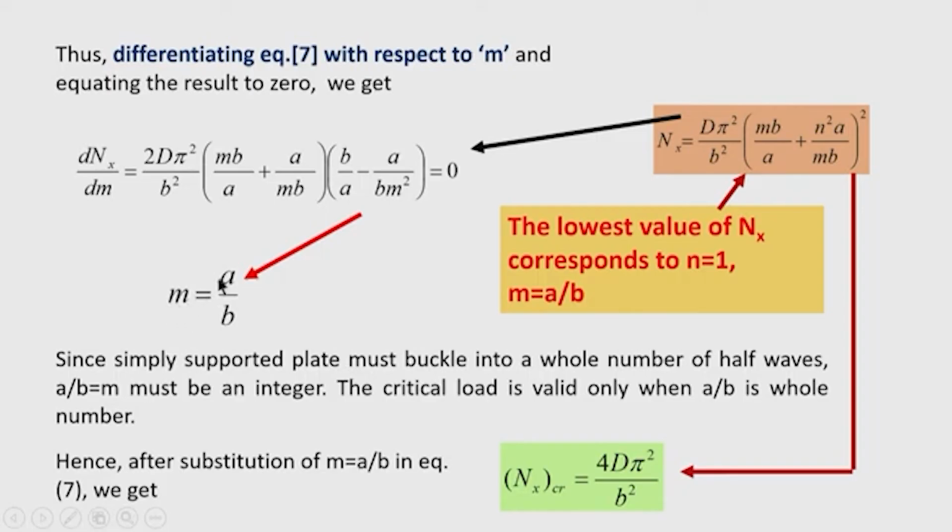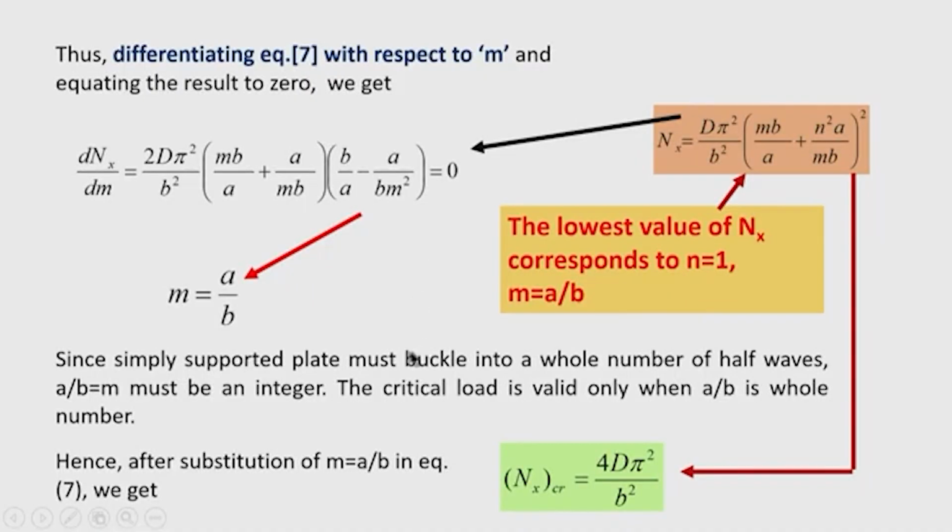So, it cannot be other than integers. So, n is equal to 1, that we have earlier found. So, the number of half waves in the y direction is 1, that is decided. The number of half waves in the x direction, according to our formulation, we have found to be a by b. So, m is equal to a by b. Okay. What is a? a is the length of the plate and b is the width of the plate.